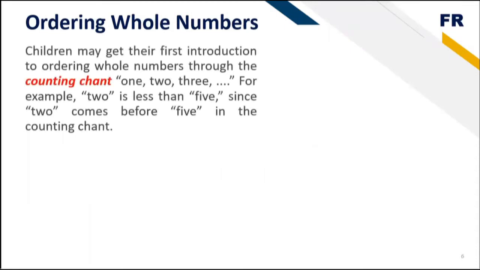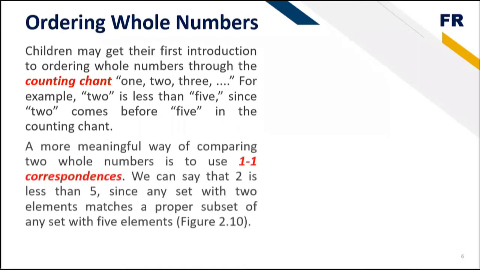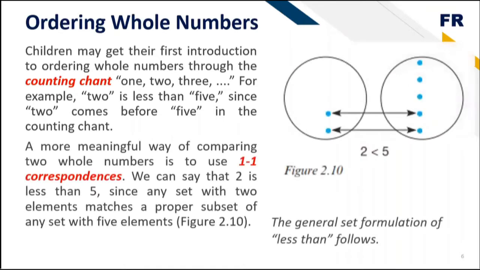Ordering whole numbers. Children may get their first introduction to ordering whole numbers through the counting chant. Let's say 1, 2, 3, and so on. For example, 2 is less than 5 since 2 comes before 5 in the counting chant. A more meaningful way of comparing two whole numbers is to use one-to-one correspondence.